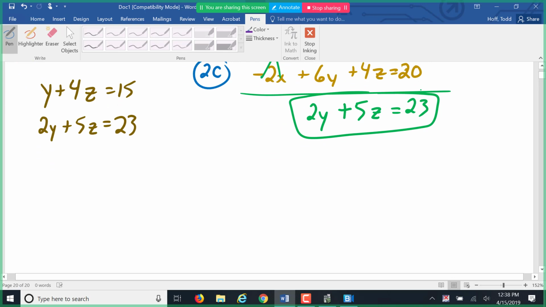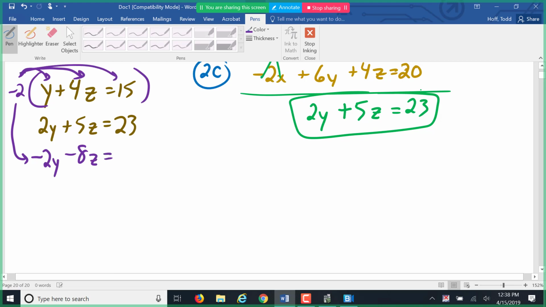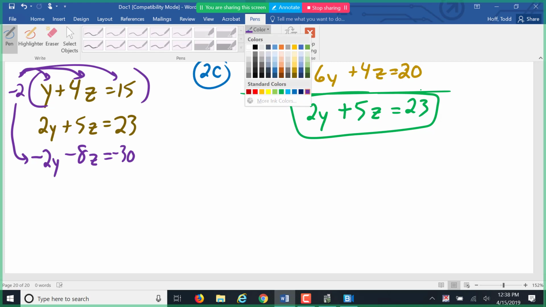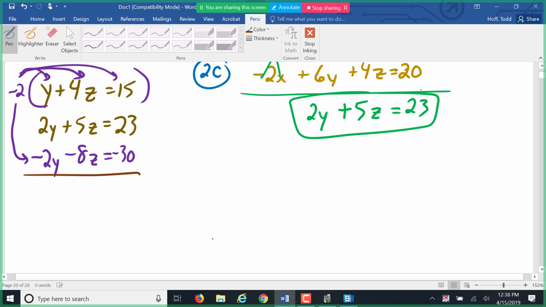What I'm going to do is I'm going to take this top equation and I'm going to multiply it by a negative 2. I'm going to rewrite it down here. Again, the reason I'm multiplying by negative 2 is that that'll make the y cancel out. Negative 2 times y is negative 2y. Negative 2 times 4z is negative 8z. Equals negative 2 times 15 is negative 30. So now 2y plus negative 2y cancels out. 5z plus negative 8z is negative 3z equals 23 plus negative 30 is a negative 7.